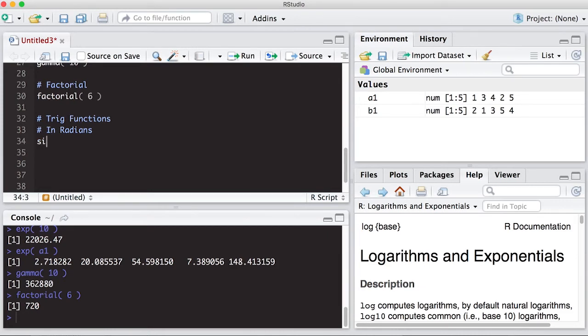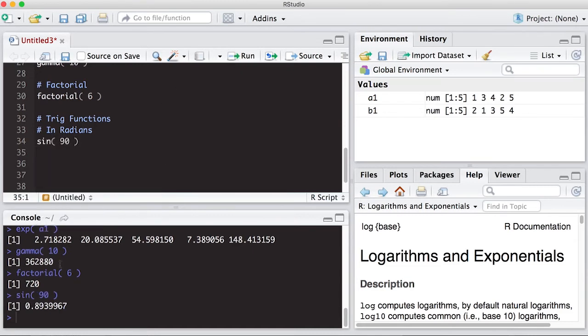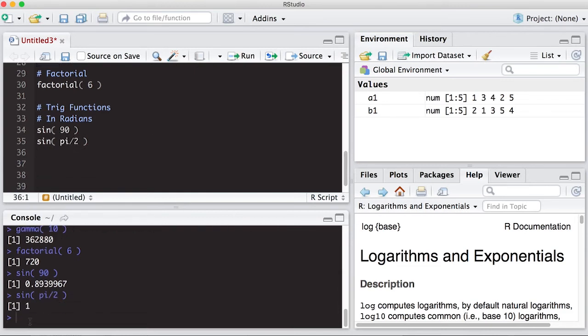So, for example, if I put in here sine of 90, you will quickly see that it is not the value that 90 degrees would produce, which is 1. In fact, 90 degrees is actually pi divided by 2. And if I run this, I get the value 1, which is what I'm expecting. So just remember that it's in radians. This will work on vectors as well.